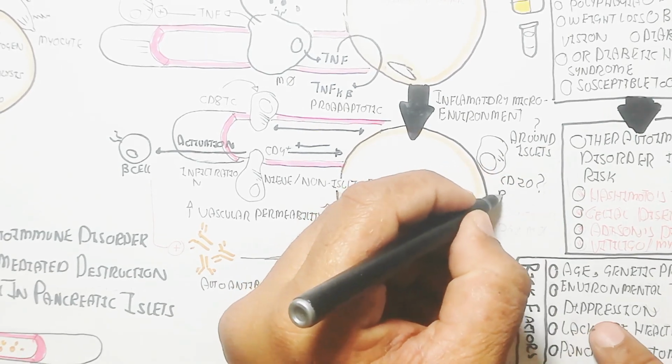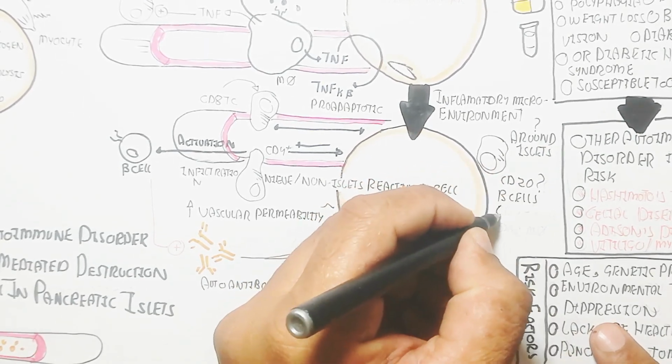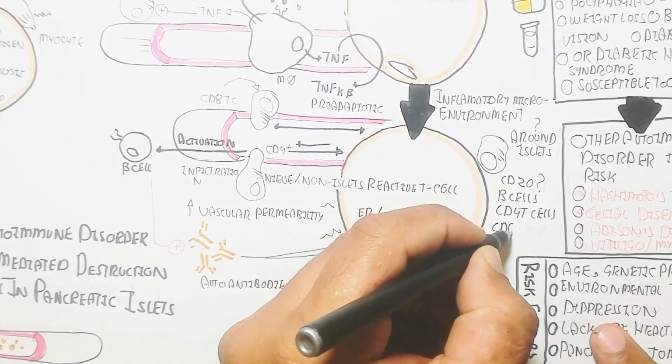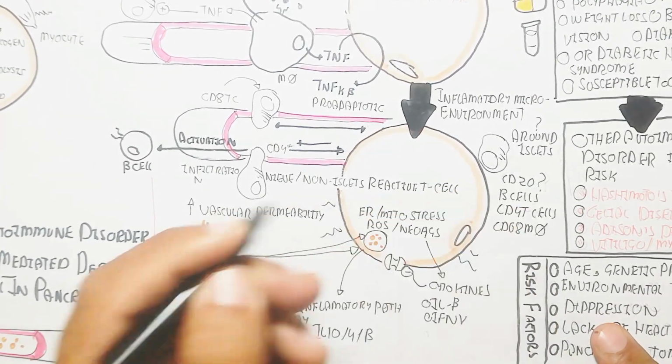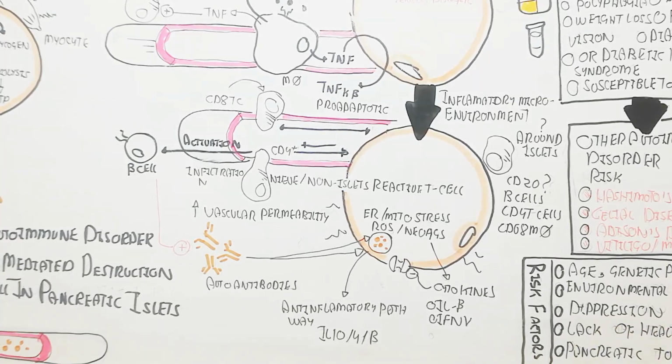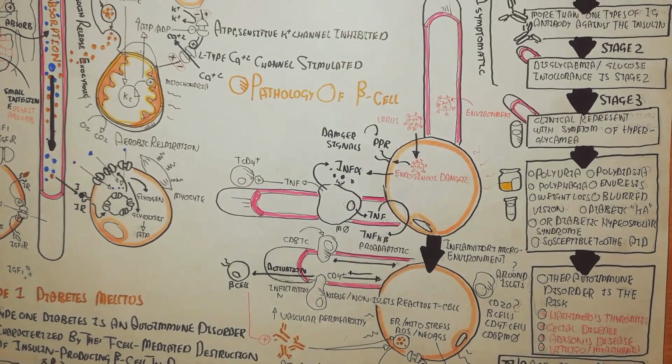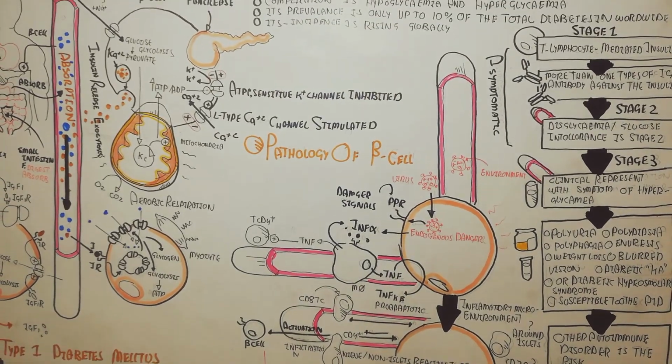On the other hand, around the islet of Langerhans, CD20 B cells, CD4 T cells and CD68 macrophages are shown during analysis of type 1 diabetes. I hope this makes sense. We have discussed the pathophysiology, stages and causes.